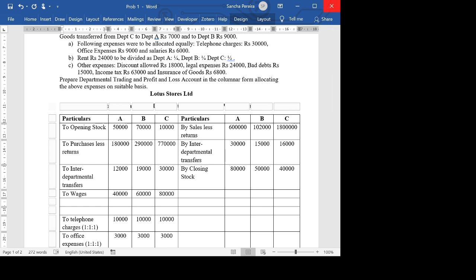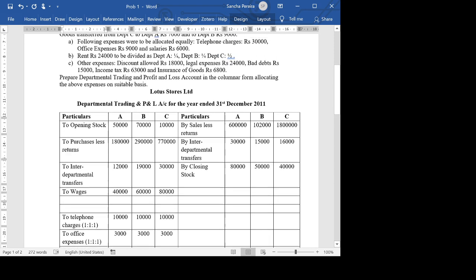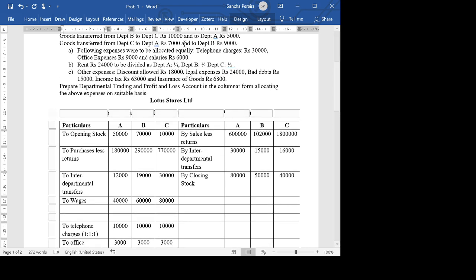Yes or no? Quick. Can I use it as 1 is to 1 is to 1? I'm just asking. When I say 1 is to 1, say rent is 24, I divide it into 3 parts, so it will be 8, 8, 8. Will that be correct? Because this is given as 1 by 4, 1 by 4 and half. I cannot do that.